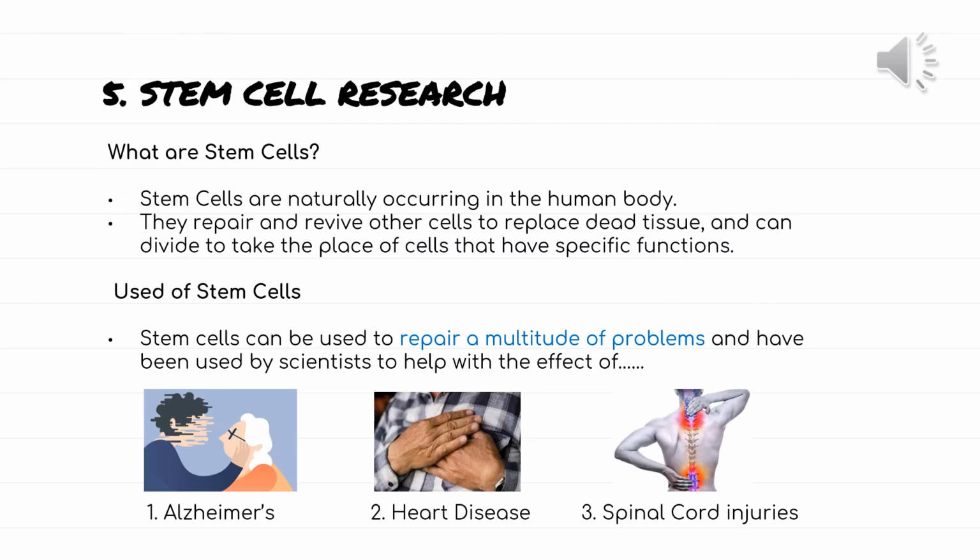The last major bioethical issue is stem cell research. Stem cells are naturally occurring in the human body. They repair and revive other cells to replace dead tissues and can divide to take the place of cells that have specific functions. Stem cells can be used to repair a multitude of problems and have been used by scientists to help with the effects of Alzheimer's, heart disease, and spinal cord injuries.